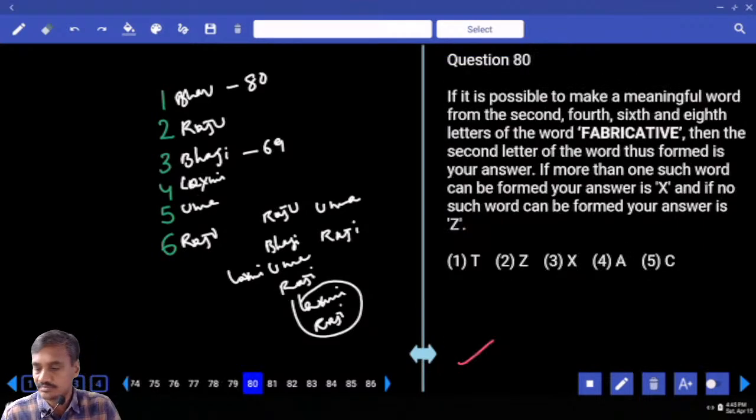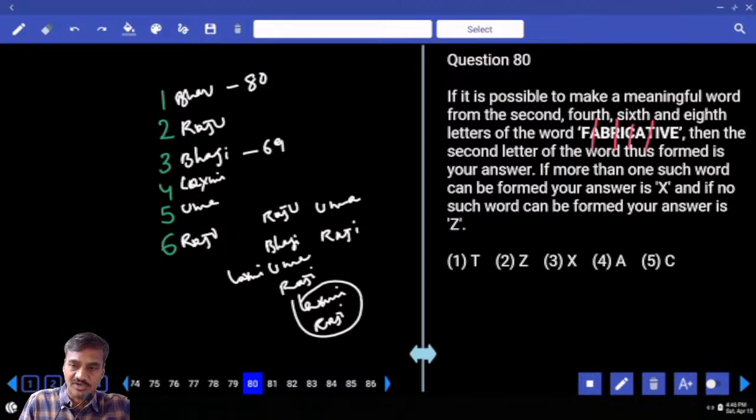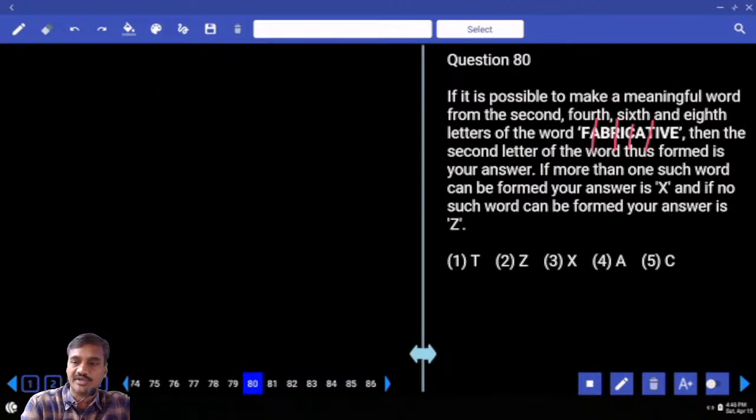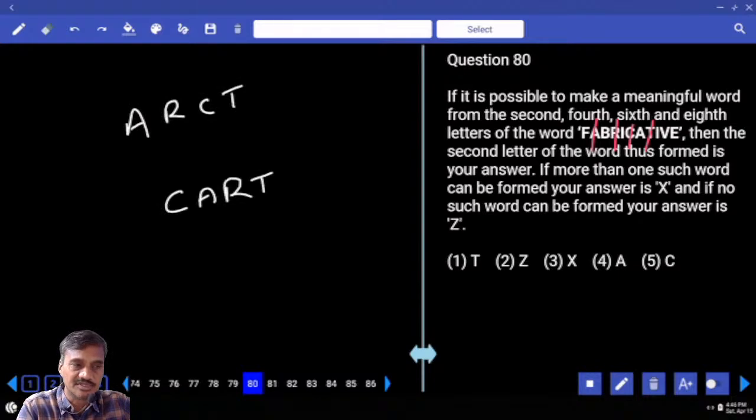Question number 80. If it is possible to make a meaningful word with the 2nd, 4th, 6th and 8th letters of the word, then the second letter of the word must be your answer. If more than one such word, X. If no word, Z is the answer. Tell me what is the word that can be formed? C-A-R-T, cart. Now cart is the word that can be formed. Now the second letter, A. A is given in choice for 80.